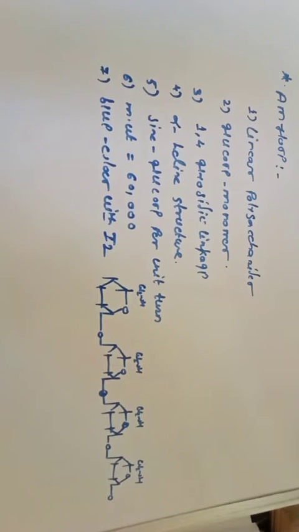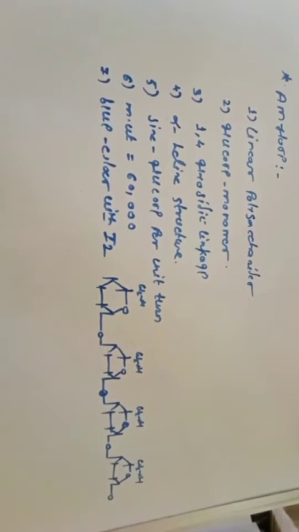So amylose is a linear polysaccharide. What is the difference between amylose and amylopectin? Amylose is a linear polysaccharide, while amylopectin is a branched polysaccharide. Both are important constituents of starch. What is amylose? Amylose is a linear polysaccharide, a polymer, and therefore it is considered a polysaccharide. The monomer is glucose.